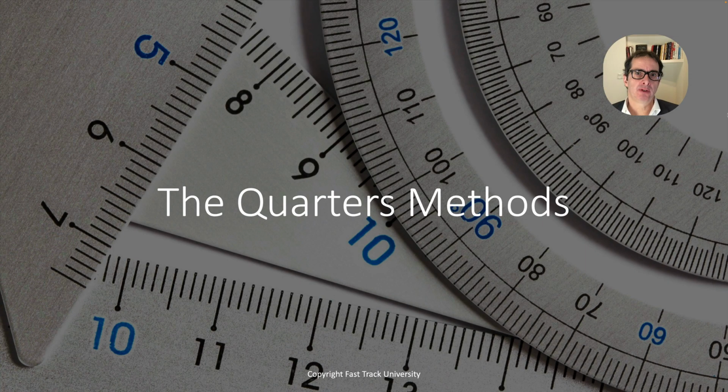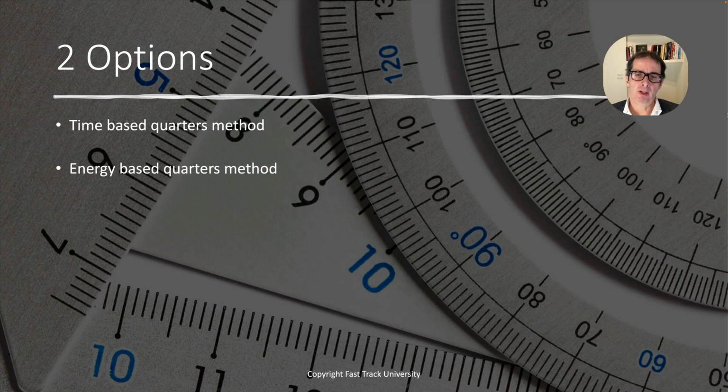Welcome to the Toolbox with another great tool called the Quarters Method. Actually, there are two methods. This is about structuring your day more efficiently, and that will help you to get more clarity in what you can do versus your energy level and time available. So there are two options. One is more like a time-based quarters method. The other one is more like an energy-based quarters method, and I'll explain them both briefly. And depending on what you need, you can pick one or the other.